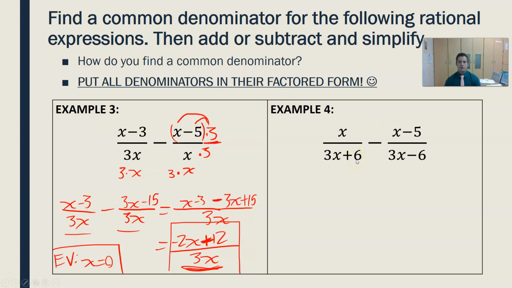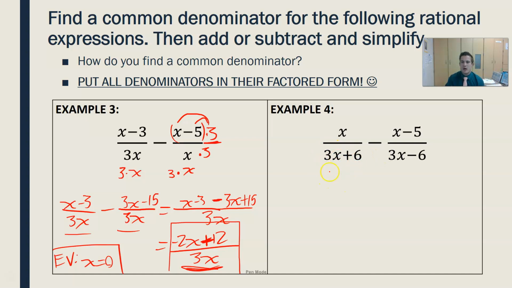I have x over 3x plus 6 minus x minus 5 over 3x minus 6. So notice here, those are really close, but they are not the same. I do not have a common denominator. So what do I do? I need to write these denominators, the bottoms here, in their factored form. I need to find all the factors. So right now they're an addition expression. When I'm talking about finding the factors, I want to change it from an addition expression to a multiplication expression. So let's look here.